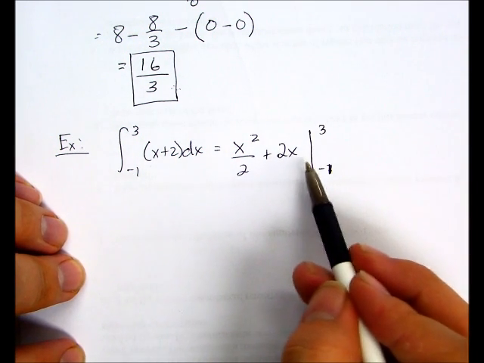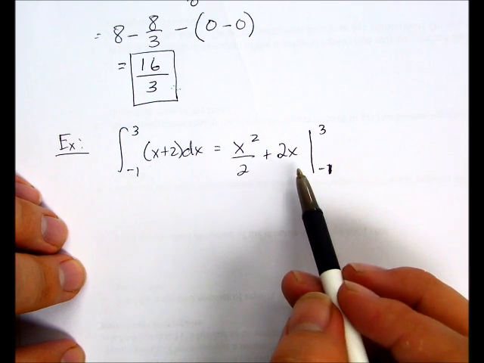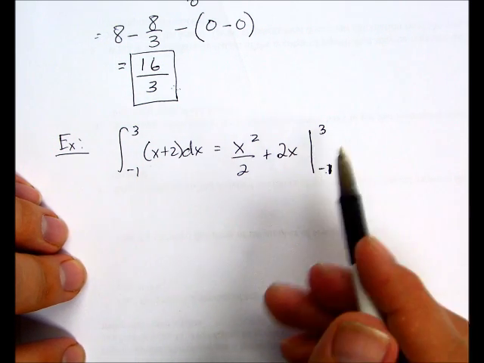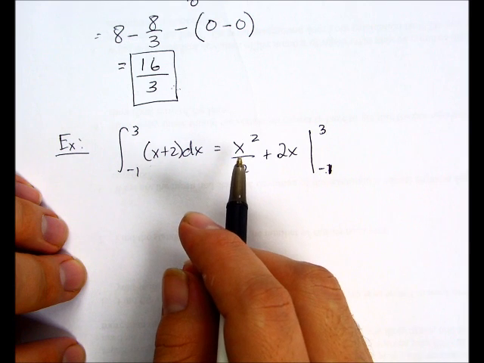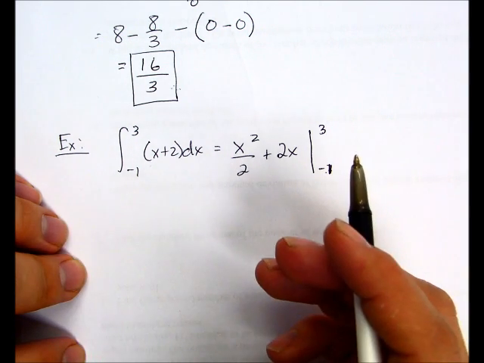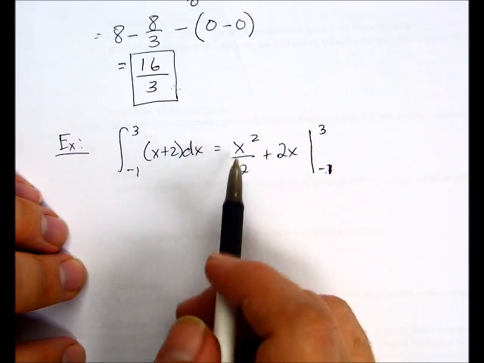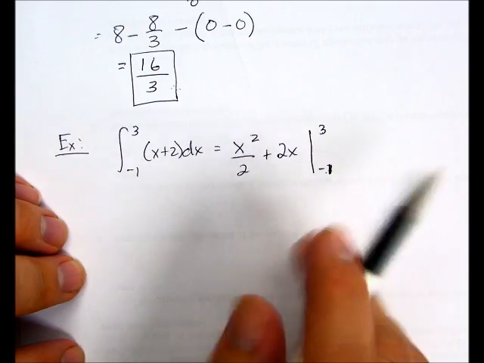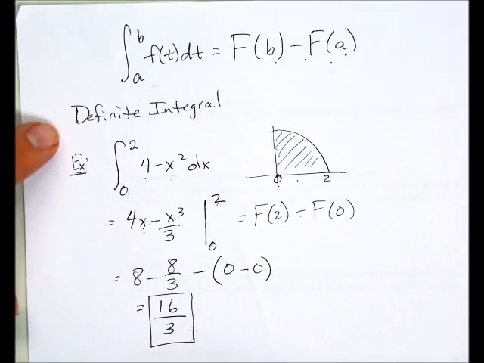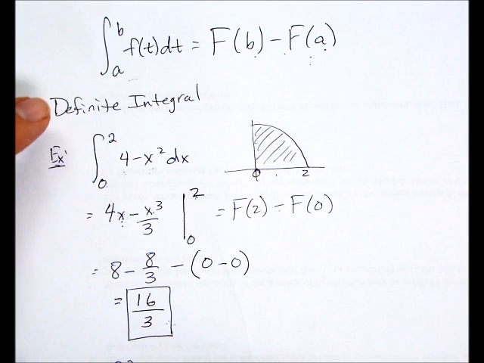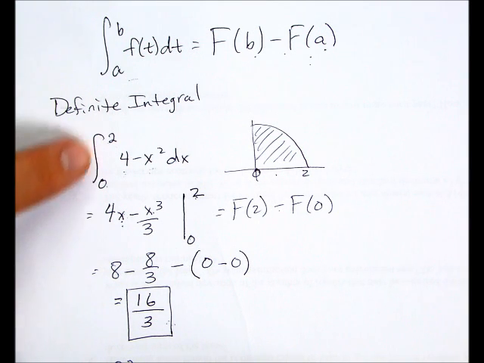Notice here that I didn't put plus c. I don't really need a plus c because I'm evaluating the area, and it's not really going to make a difference with the plus c. So we don't really need the plus c when we do a definite integral. That's why when we did plus c, those were called indefinite integrals. When we have limits of evaluation, these are called definite integrals.